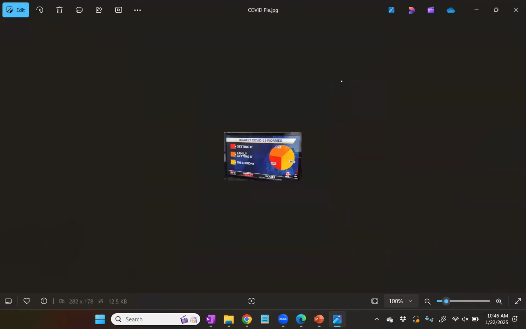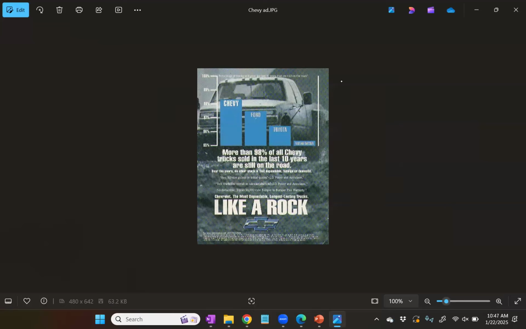This is my favorite one. No, not you. You are my favorite. Okay, I'll zoom in a second. We have a Chevy ad. This says more than 98% of all Chevy trucks sold in the last 10 years are still on the road. That sounds nice. Yeah, 98% of them.